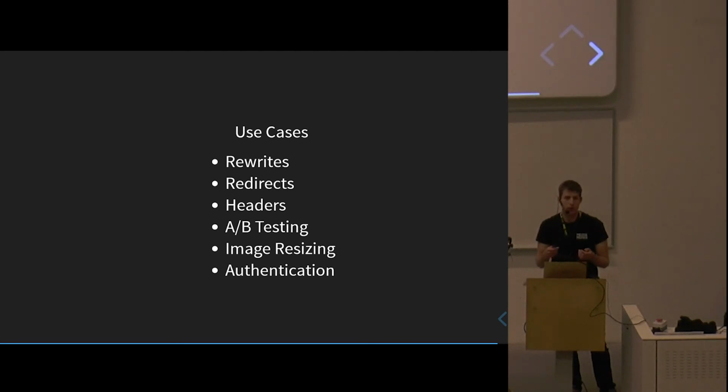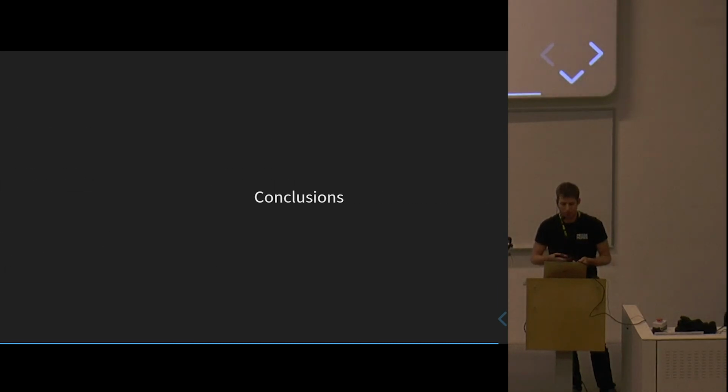Authentication. You can also have a Lambda function that checks the authentication. Is the token valid, for instance, like I said. And if it's not, you can just reject it before it reaches the origin.